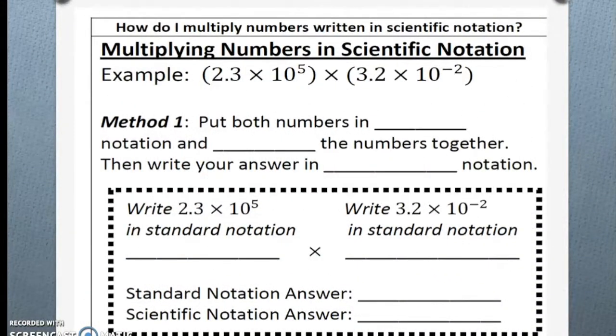Okay, we're going to take a look at multiplying numbers in scientific notation. Our example is 2.3 times 10 to the fifth power being multiplied by 3.2 times 10 to the negative second power. We're going to look at two methods today that would help you multiply numbers in scientific notation.